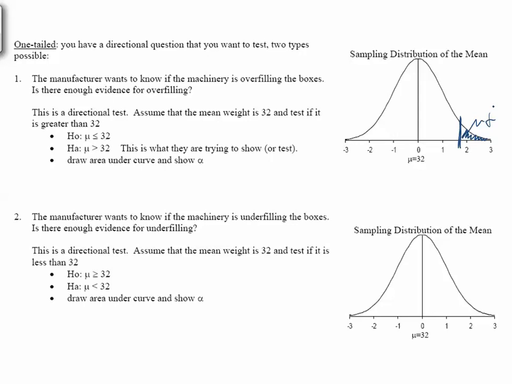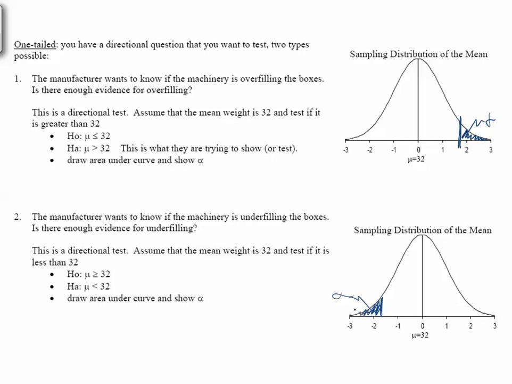Now, if the manufacturer wants to know if the machinery is underfilling the boxes, so maybe from the customer's point of view, you wouldn't want to buy 32 ounces and really get something less than that, then this directional test would assume that the weight is 32 ounces or more, and it's testing if it's less than 32 ounces. So now the alpha, or probability of a type 1 error, is on the left-hand side.